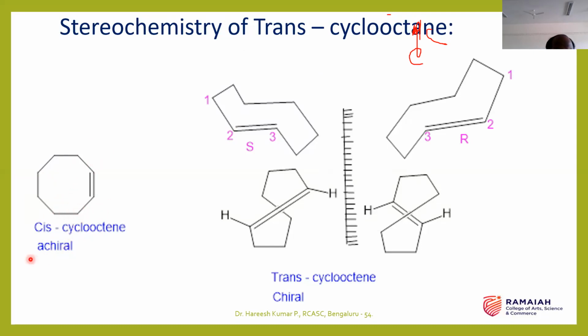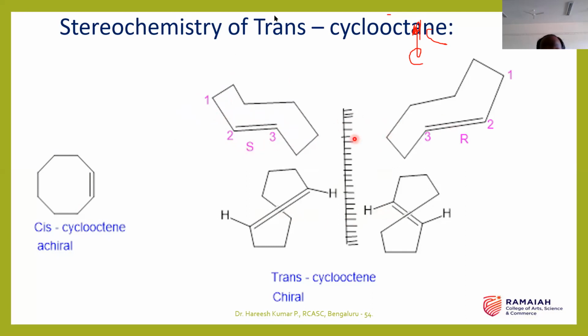And cis one is achiral. This is not a chiral compound. When you are writing cyclooctene in a trans form, this will be one isomer, and this one will be the other. So these two are called enantiomers. Of course, these two also are enantiomers. If you want to know the R and S configuration, this carbon takes 1, this one is 2 and this one is 3. It means that it is moving in an anti-clockwise direction. That is the reason it's called S.